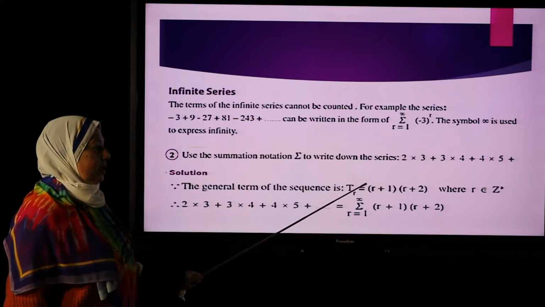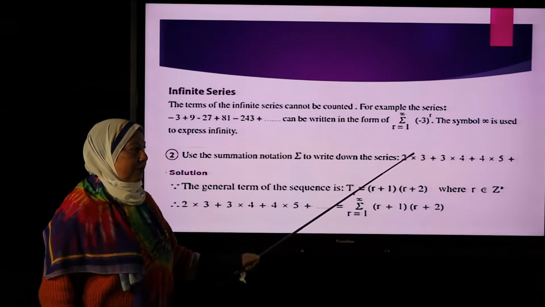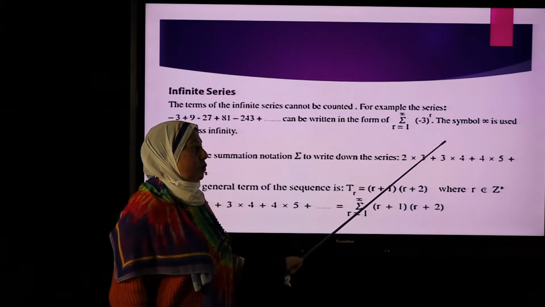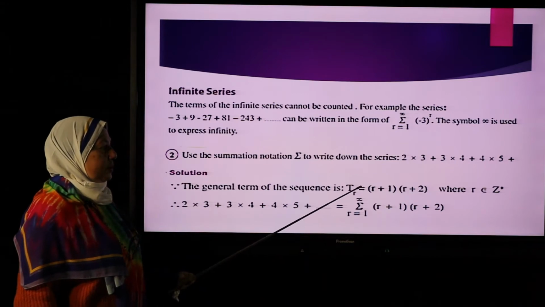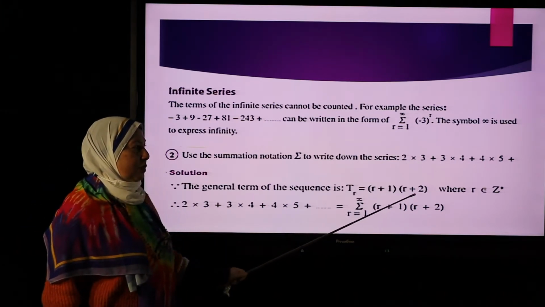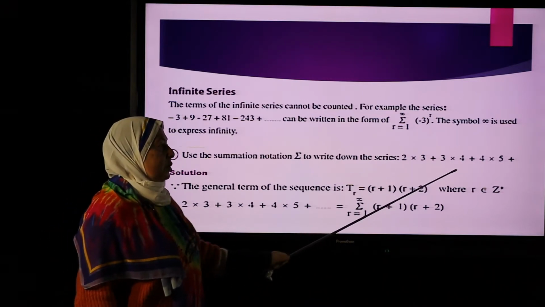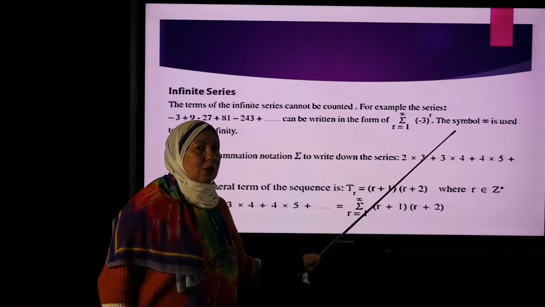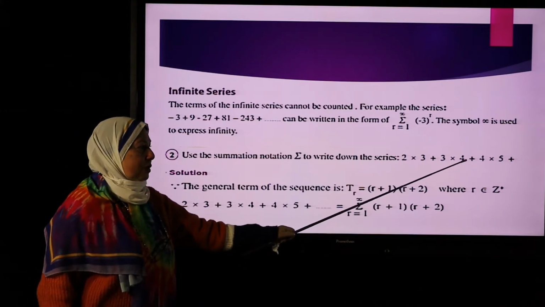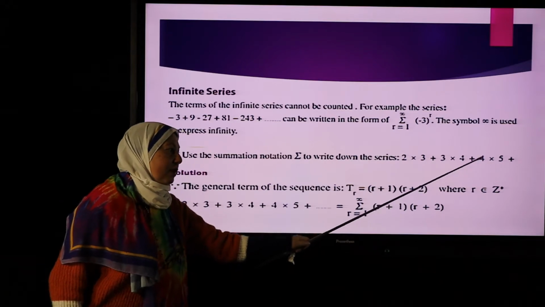Why? When r equals 1, 1 plus 1 equals 2, 1 plus 2 equals 3. The first term. And the second term, n equals 2 or r equals 2. When substituting r equals 2, 2 plus 1 equals 3, 2 plus 2 equals 4. Second term, 3 times 4. The third term when n equals 3 or r equals 3: r plus 1 equals 4, r plus 2, 3 plus 2 equals 5.